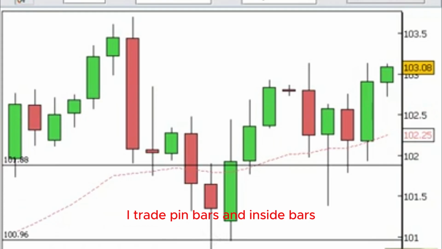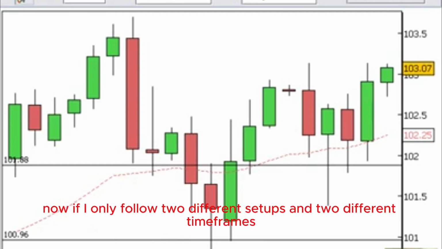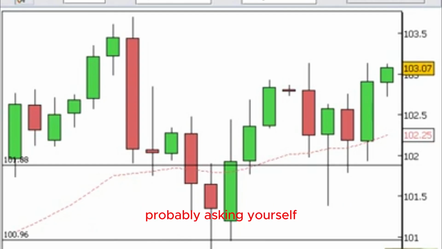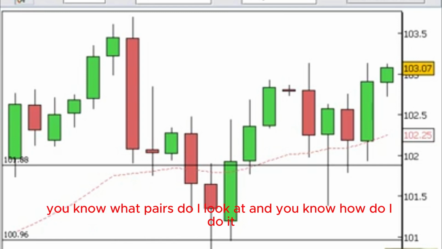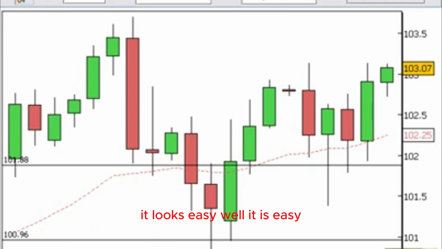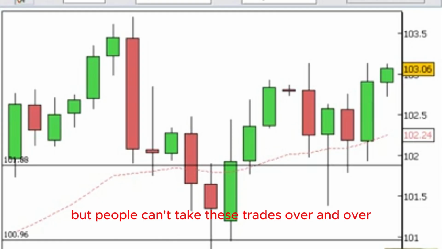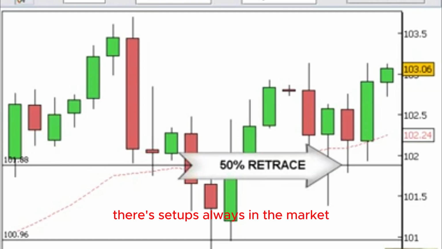Okay, I trade pin bars and inside bars exclusively on the daily and 4-hour charts. Now, if I only follow 2 different setups and 2 different time frames, you're probably asking yourself, what pairs do I look at, and how do I do it? It looks easy. Well, it is easy, but people can't take these trades over and over. They're not equipped mentally.